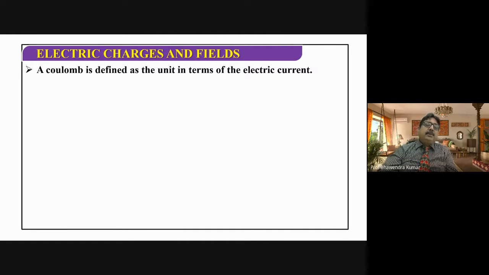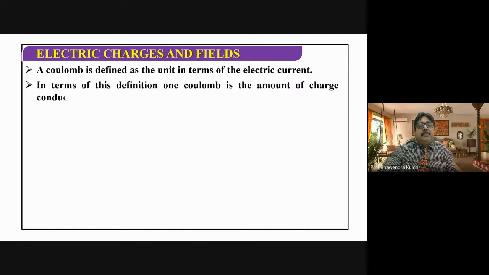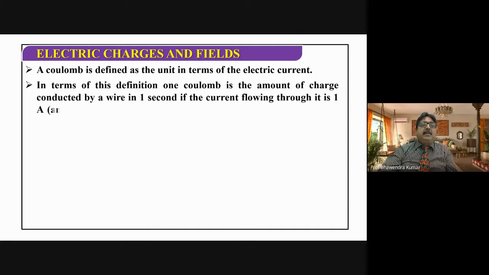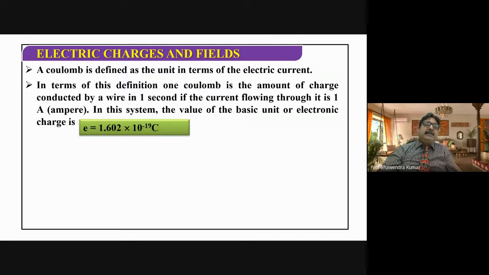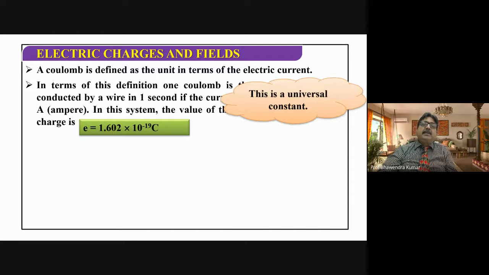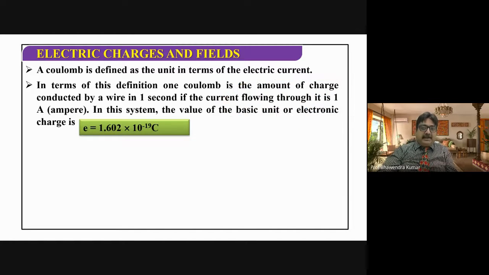The SI unit of measurement of charge is the Coulomb, and it is defined in terms of the fundamental physical quantity, electric current. One Coulomb is the amount of charge conducted by the wire in 1 second if the current flowing through it is 1 ampere. In this system, we also use a basic unit, the electronic charge, that is the charge held by one electron or a proton, given by 1.602 × 10^-19 coulombs, and it is considered to be a universal constant.